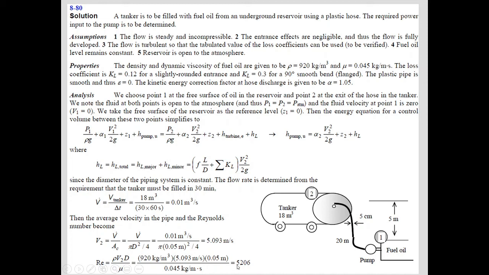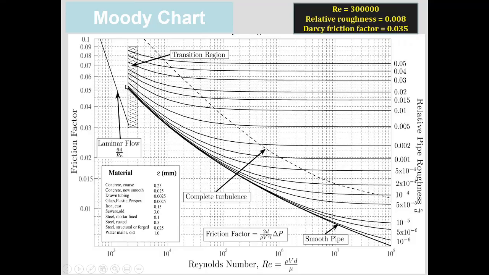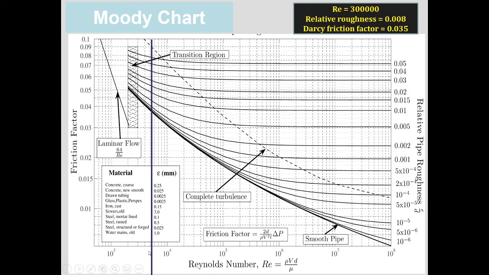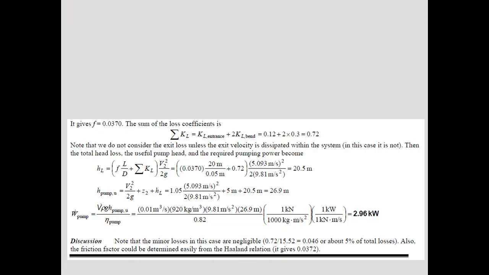Okay, the information you got here is Reynolds number is 5206. And it is also given that the material used is plastic pipe and smooth, and epsilon is equal to zero. So to use the Moody chart, you just need the Reynolds number equal to 5206. It's about here. And for smooth pipe, just use this line. So the intersection is located here. It's about 0.038 or 0.039.